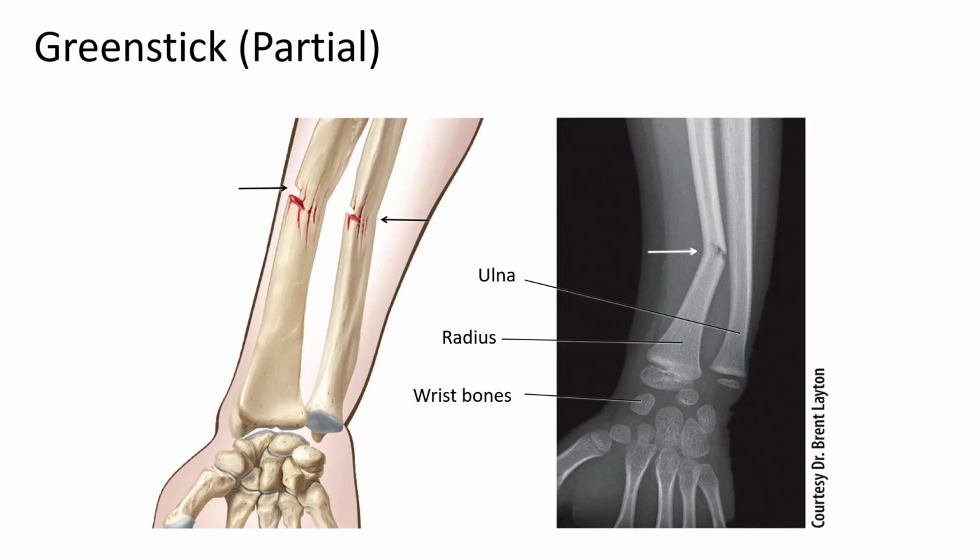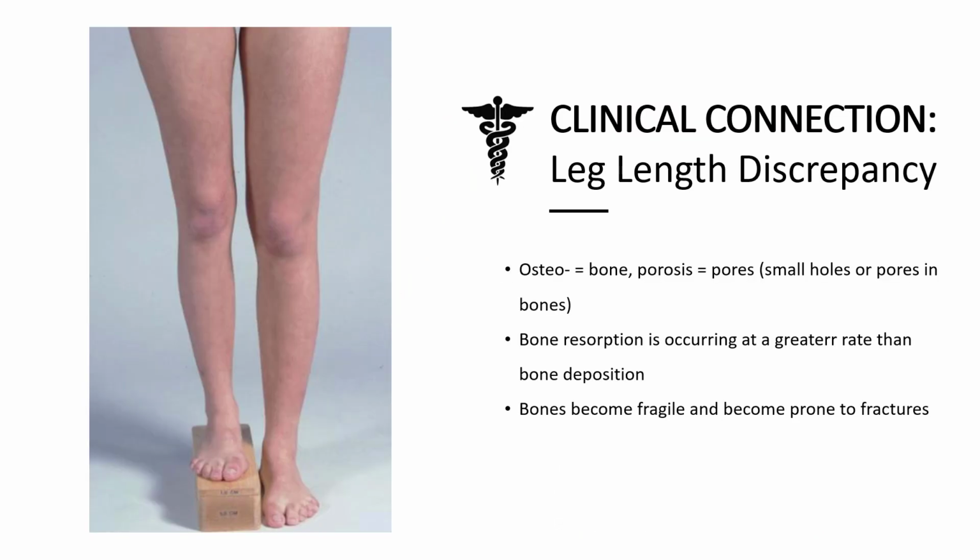Here we're looking at green stick fractures of the bones in the forearm. And in both the diagram and the X-ray, you'll notice that one side of the bone remains complete, while the other side has fractured. Green stick fractures only occur in children, as their bones are more flexible than adult bones. The bones of children are not yet fully ossified and contain more organic material than inorganic material, and this allows them to bend to a higher degree.